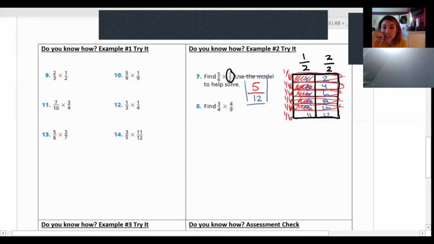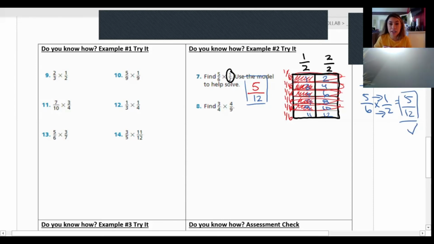We cannot simplify. So we can check this if you just wanted to multiply straight across, just to make sure that you get the same answer, 5/12, without using the picture, without using the model. So if you multiply straight across, 5 times 1 is 5, and 6 times 2 is 12. So that is 5/12. You know that you drew the model right, you know that you shaded it in correctly, okay?